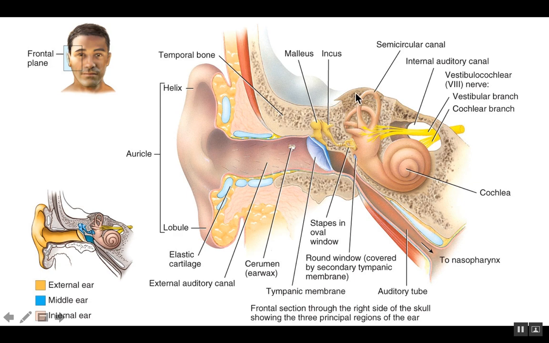and the vestibular apparatus, which has the semicircular canals, as well as two sacs within this region, known as the utricle and saccule. Notice the nerve. The vestibulocochlear nerve has one branch coming from the vestibular apparatus and one branch coming from the cochlea. One for equilibrium and one for hearing. Note the eustachian tube extends from the middle ear to the nasopharynx. The nasopharynx is the upper part of your throat.